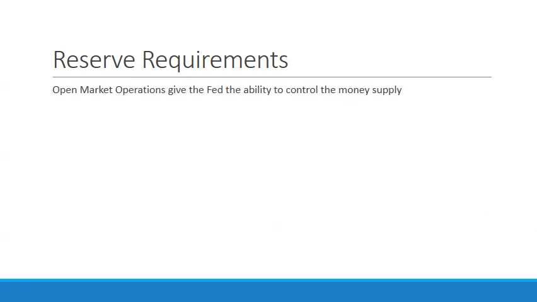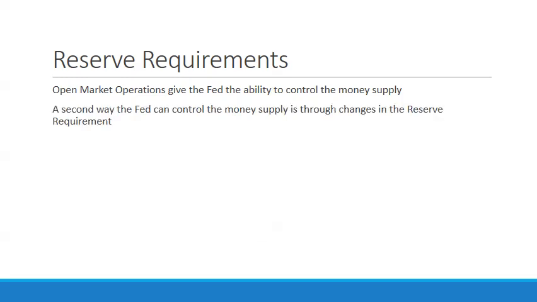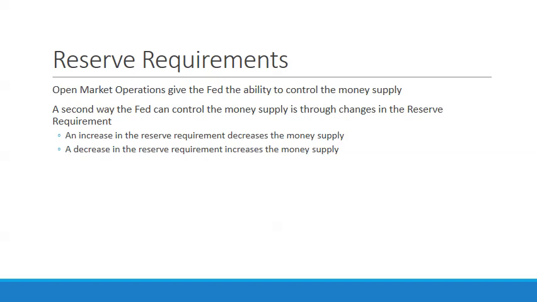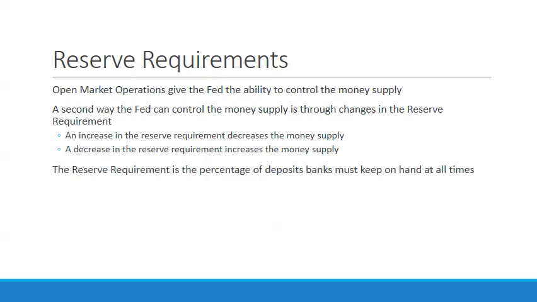So open market operations give the Fed the ability to control the money supply. Remember, this is the buying and selling of bonds. A second way they can control the money supply is through changes in the reserve requirement. An increase in the reserve requirement decreases the money supply. A decrease in the reserve requirement increases the money supply. And the reserve requirement is the percentage of deposits banks must keep on hand at all times.